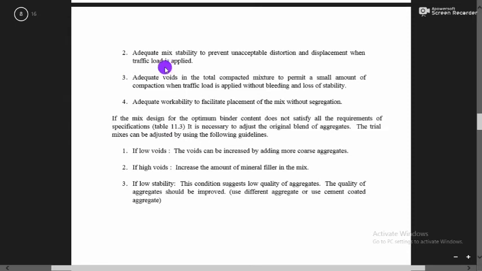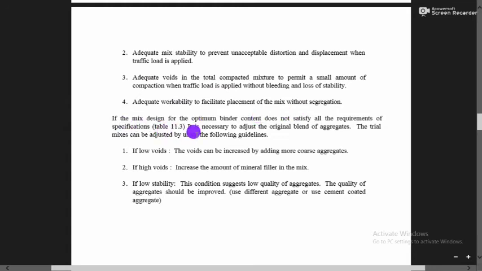Second, adequate mix stability to resist the unequal redistribution and displacement where the traffic load is applied. Third, adequate air voids in the total compacted mixture to permit a small amount of compaction when traffic load is applied, without bleeding and loss of stability. Fourth, adequate workability to facilitate placement of the mix without segregation.